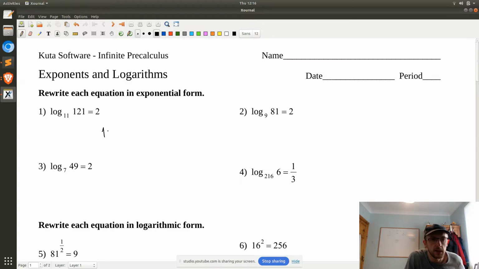So that means saying 11 to the 2 is 121. 9 squared is 81. 7 squared is 49. And 6 to the 1/3 is 216. So you say 11 squared is 121, but you can technically say 11 to the 2 is 121. That's allowed. Here, I could have put down the cube root of... whoops. That's actually an error.